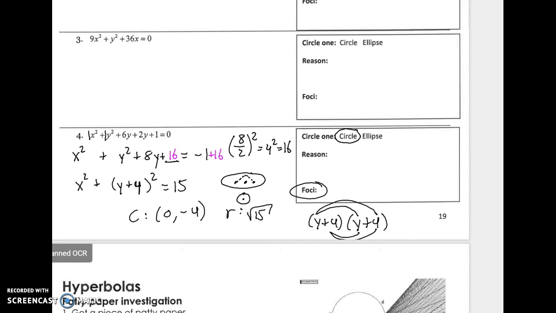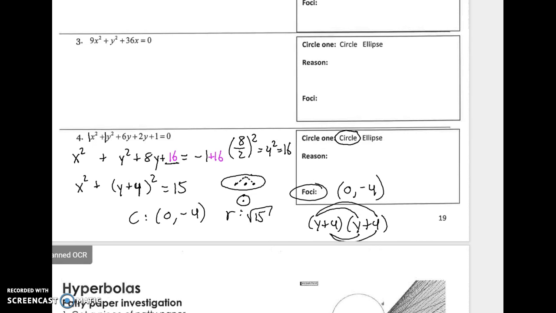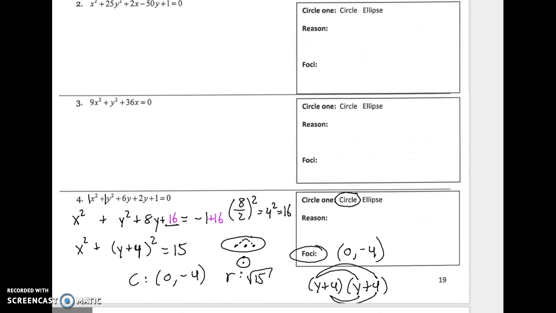So for this, technically, and I won't ask you this on the quiz, so don't worry about it too much, but just something for you to think about. Imagine if those foci came together, they would actually land on the center point, and so the foci would just be the center at 0, -4. So we don't usually talk about the foci of a circle because it's just the center, but it does technically exist. What I more want to talk about is a problem like number 1.